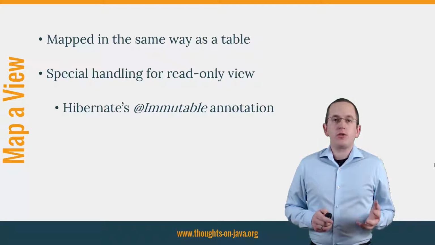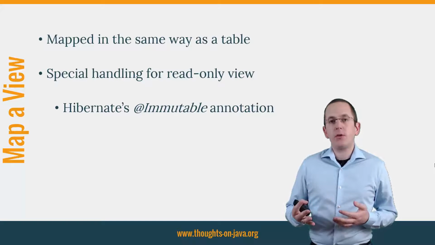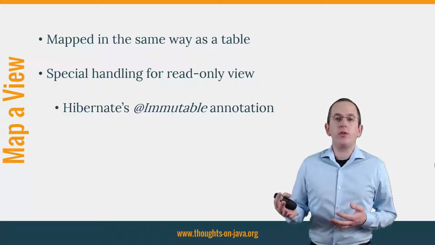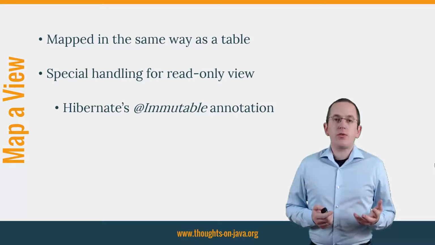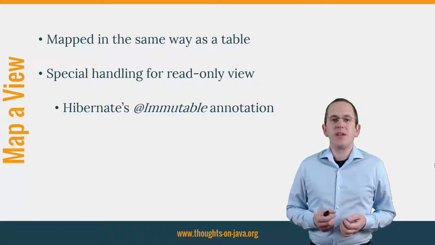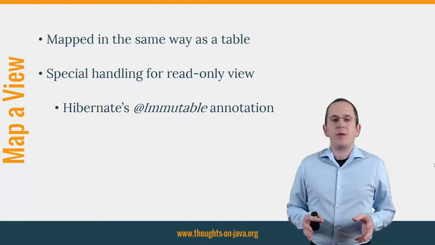You are most often allowed to change the content of a record in a table. Depending on the database you use and the definition of the view, you are not allowed to do that on the view content. You should therefore also prevent Hibernate from updating it. You can easily achieve this with the Hibernate-specific immutable annotation. Let's have a look at an example.